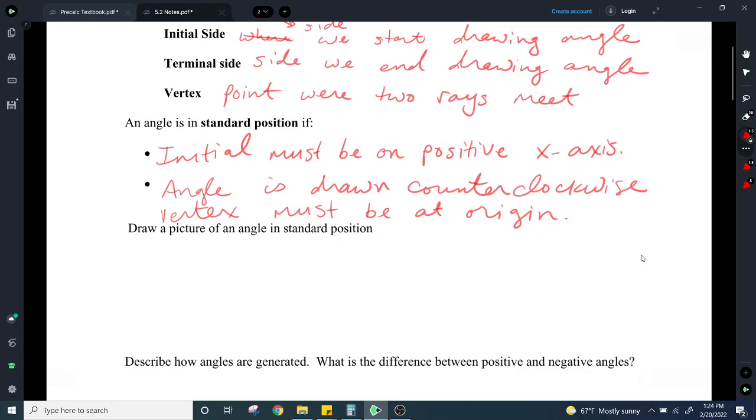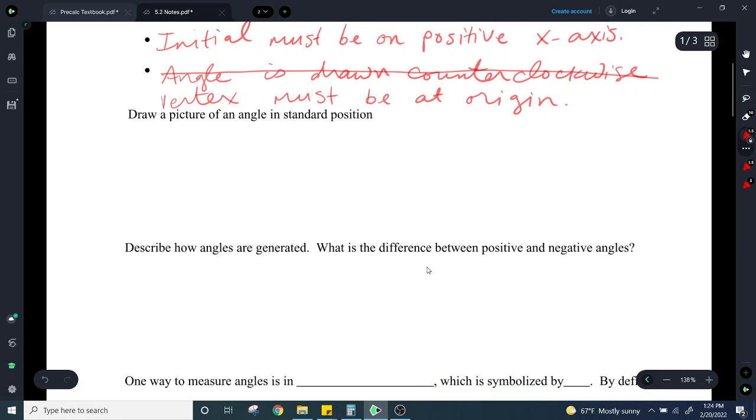So let me take out this counterclockwise thing because I actually think that's not necessarily going to be part of it. The vertex has to be at the origin. Those are really the two pieces that you have to be in standard position. Every time we work with these, they're going to be in standard position. So this isn't going to be a big deal. You're going to remember these very quickly as soon as you see them.